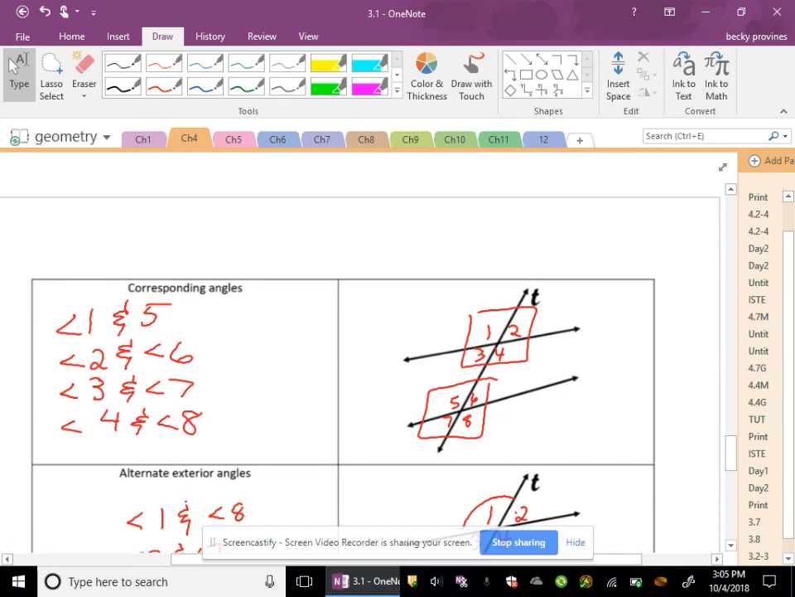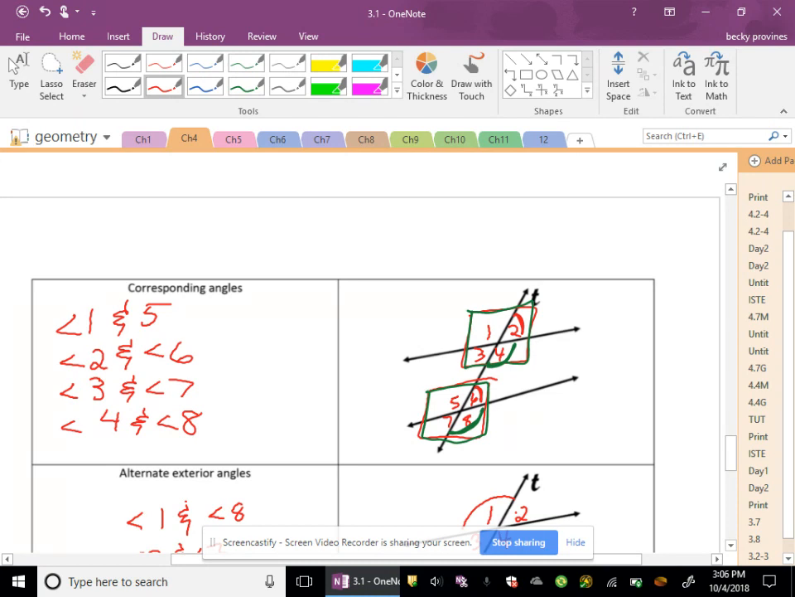Okay, corresponding. Now, when I teach this, I normally have you, at least in the beginning, draw a box around them. So you can see that you have really like 4 corners. And the lower, let's say, right-hand corner corresponds with the lower right-hand corner with the other set of angles. So 4 and 6 are corresponding. And this little method works for all of them. So if I have 2, this is the upper right-hand corner. What does it correspond to? Well, the upper right-hand corner down here is 6.